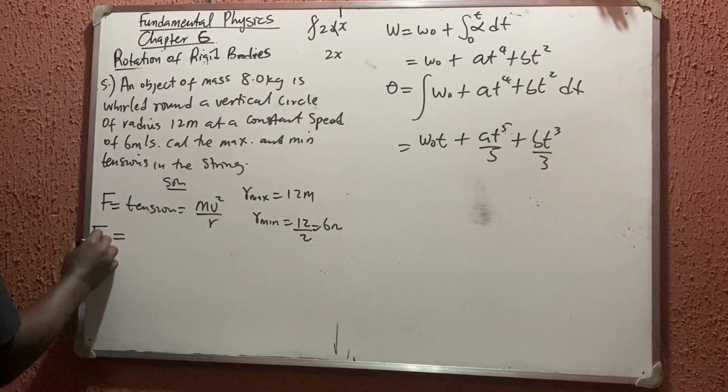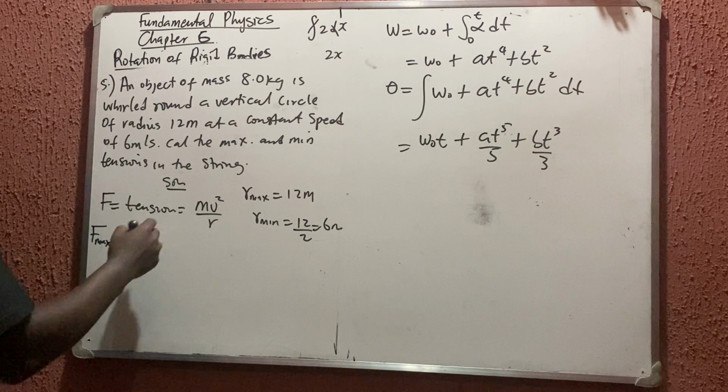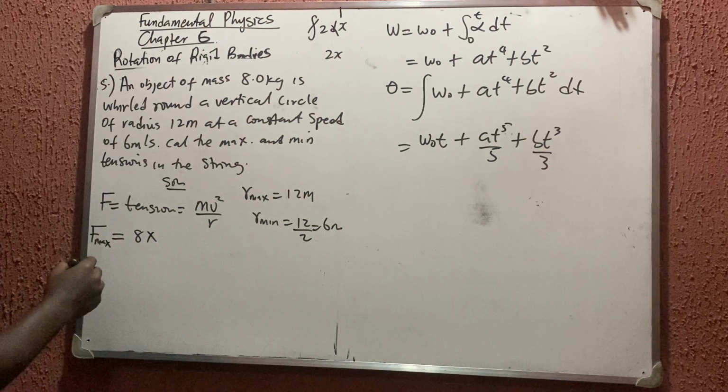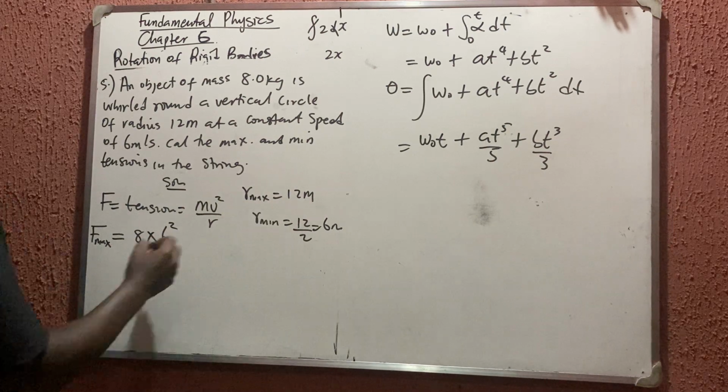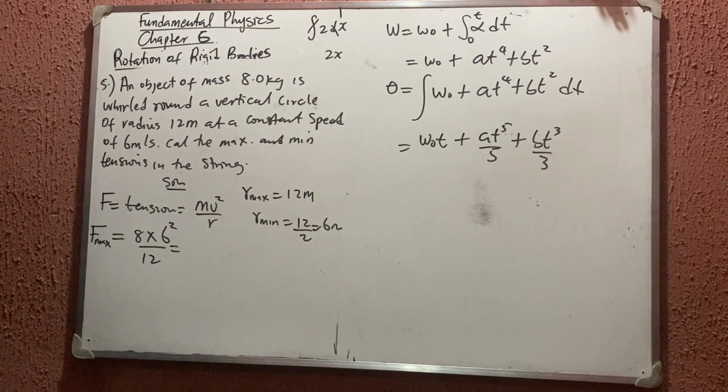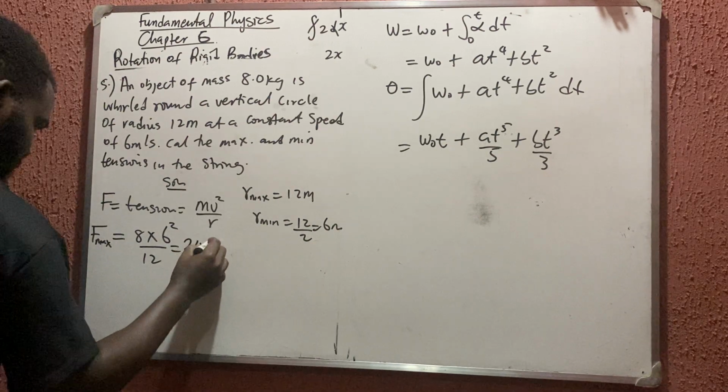So the tension for the maximum will now be my m, which is 8, times my v, the speed, 6 squared, divided by, for maximum I'm having 12. So if you do everything there, you're going to have 36 times 8 divided by 12. So I'm having 24 newton.